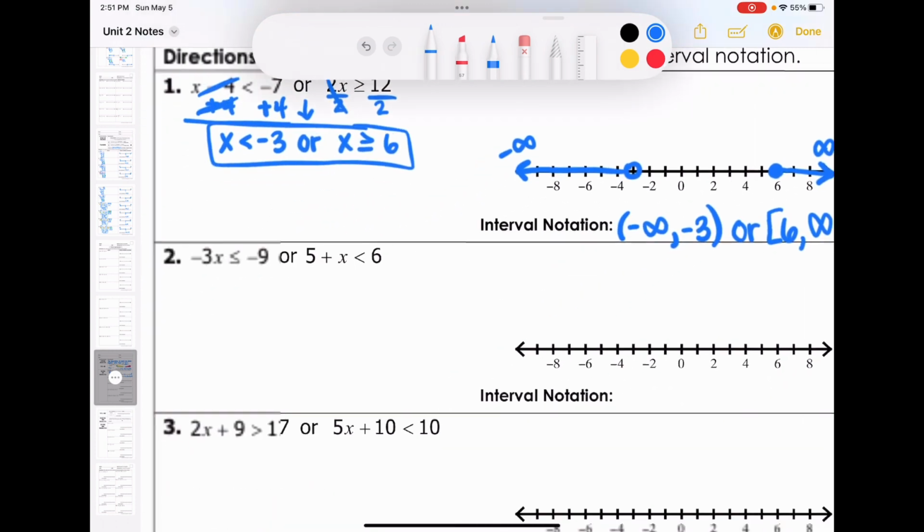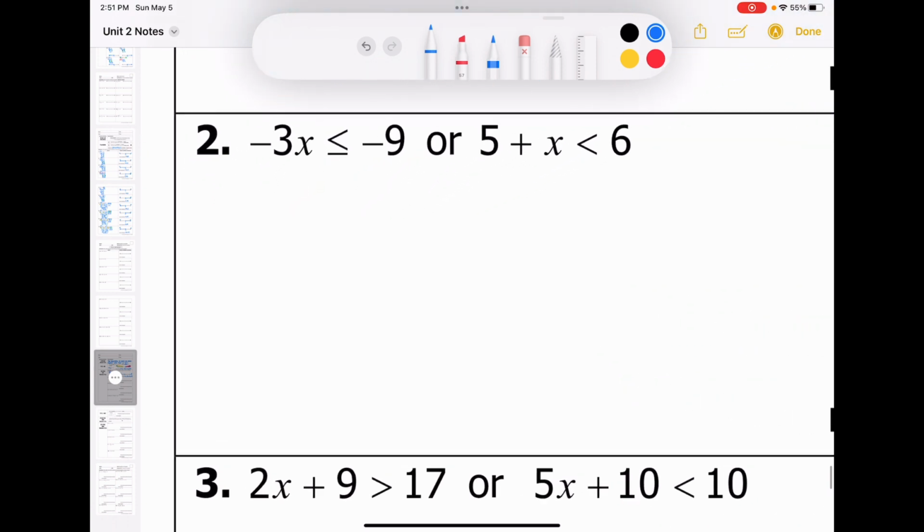All right, let's look at number 2. So we have negative 3x is less than or equal to negative 9, or x plus 5 is less than 6. So the first thing I need to do is solve these two equations. So the first one, I have to get x by itself, so I need to move that negative 3 to the other side. So I'm going to divide by negative 3.